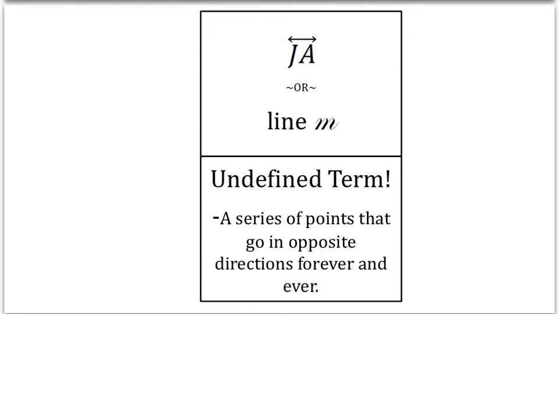So a line is also, just like the point, an undefined term. And a line is a series of points that go in opposite directions forever and ever. So let's say this is our line AJ, and a line has infinitely many points, so it contains all those points.